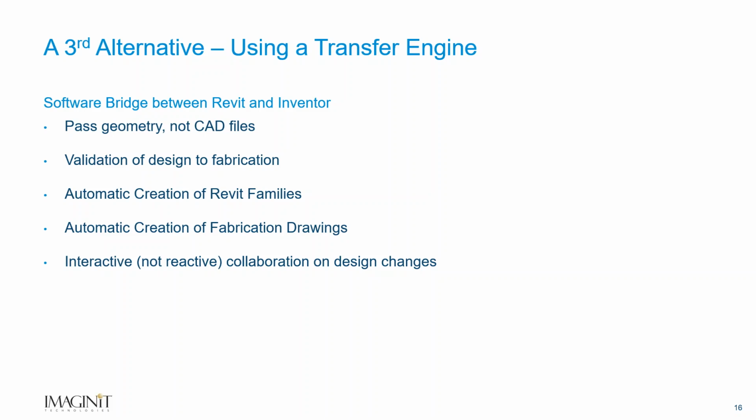We can take it further, where we validate the design to fabrication. Maybe we have not-to-exceed lengths. Maybe we've got rules that we need to build into the Inventor side when we're creating that information. We can then simply push a button and send that back out and automatically create either Revit families or Revit files, and automatically create those fabrication drawings.